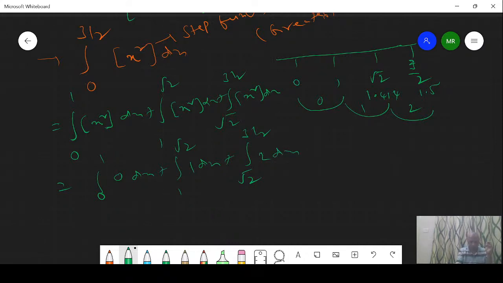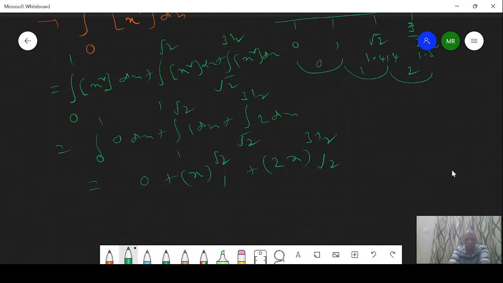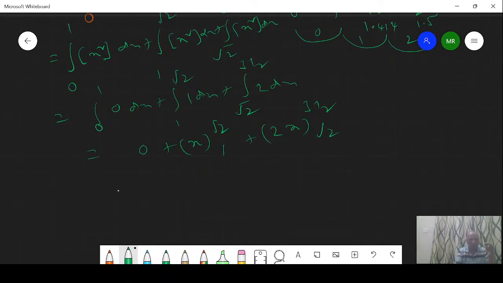Now you can check the value. The first will be 0. The integral of 1 dx is x with limits 1 to root 2, and 2 dx is 2x with limits root 2 to 3 by 2. Now substitute the values: root 2 minus 1, plus 2 into, taking 2 outside, 3 by 2 minus root 2, since for x we substitute the upper limit minus the lower limit.